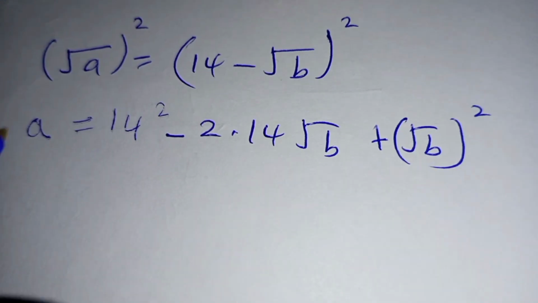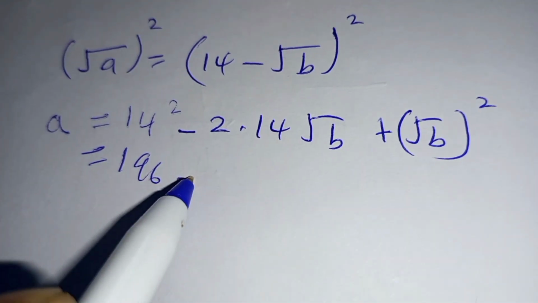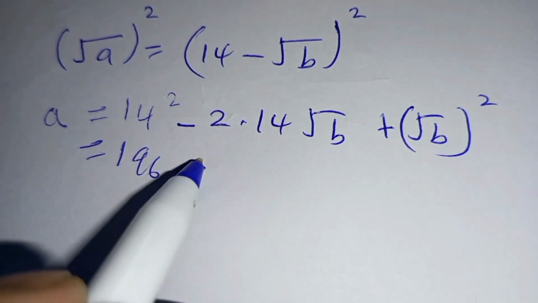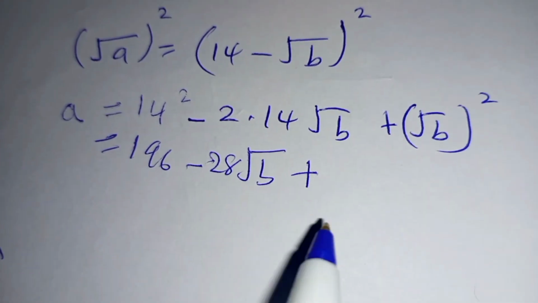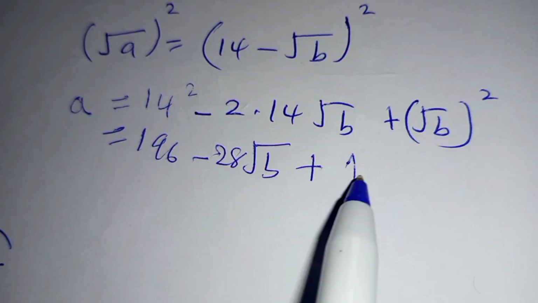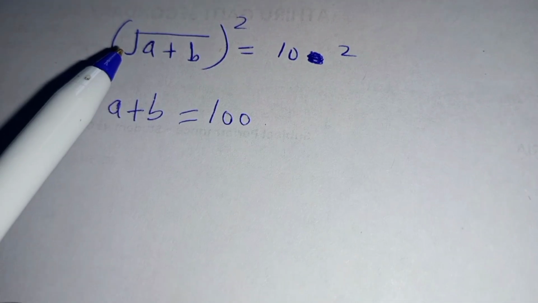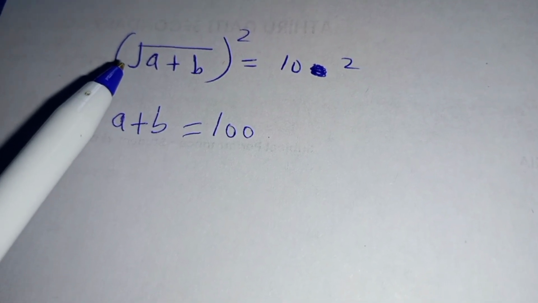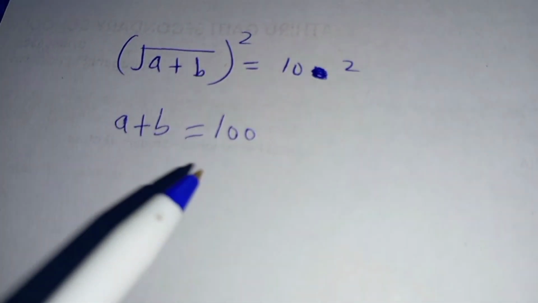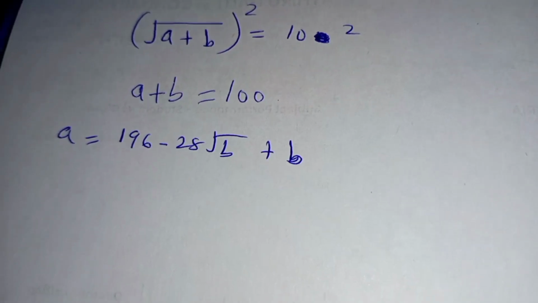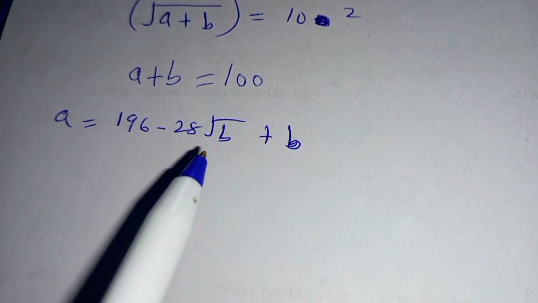We shall have 14 squared, which is 196, minus 2 times 14 times square root of b, which is 28 root of b, plus square root of b squared, which is b. On the right hand side, the square root cancels with the square, and 10 squared is equal to 100. Then we have a equal to 196 minus 28 root of b plus b.